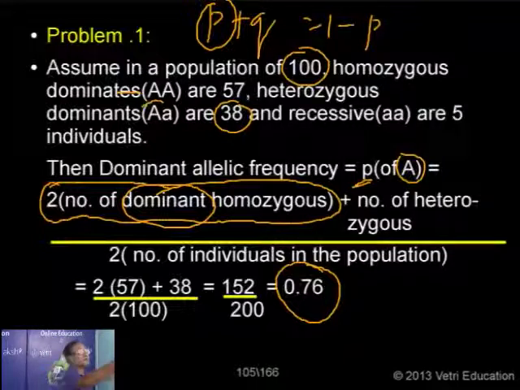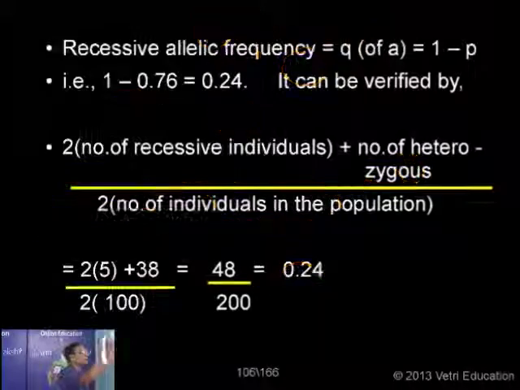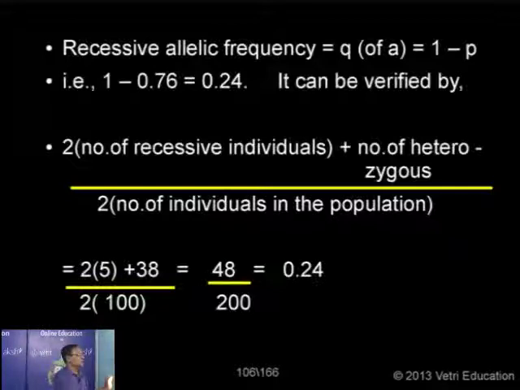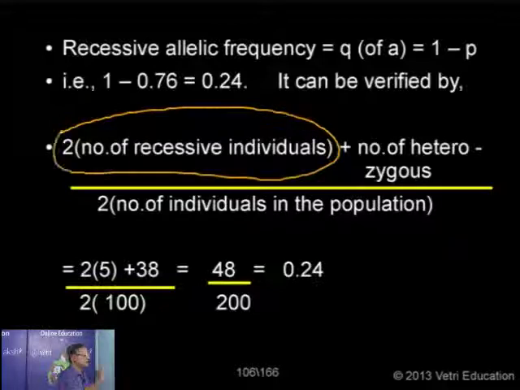So we'll get it in the next slide. The same one. So recessive allelic frequency, that is Q of A is equal to 1 minus P. So that is 1 minus 0.76, you get 0.24. Whether it is correct or not, we can verify it. How? By using the same formula, just the contents are different. So here, 2 into number of recessive individuals plus number of heterozygous. So I am taking only this one instead of dominant individuals.